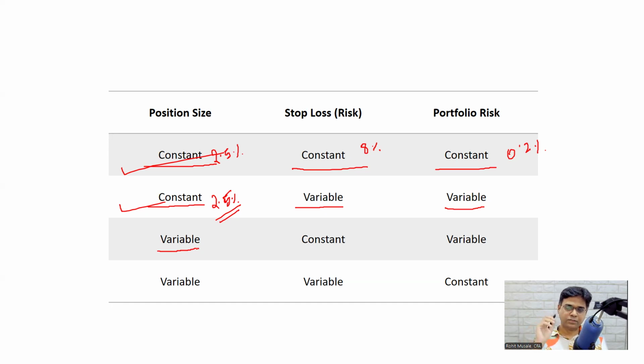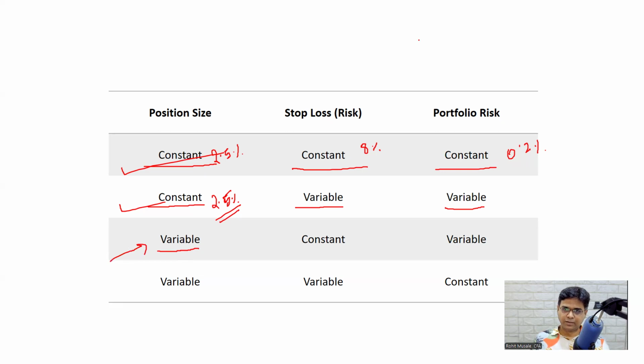The problem with this approach is your portfolio risk is directly proportional now to your position size. So the more your position size, the more is going to be your portfolio risk because you kept the stop loss constant. So don't do this. Do not use this system. This is very dangerous. Now, why is this dangerous?